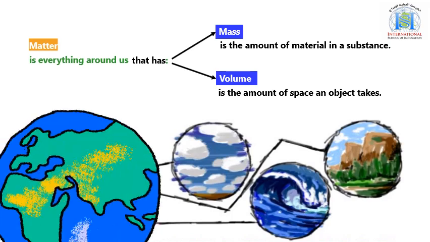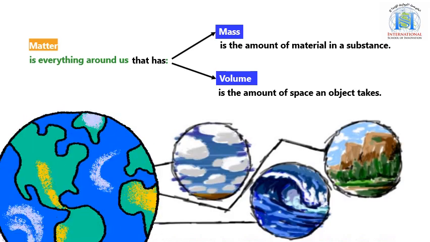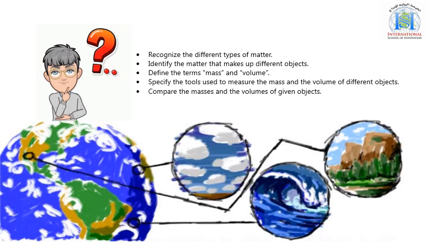Okay, so we have two ways for measuring matter. The mass and the volume. Well done, dear ones. So, can you look now around you and tell me what are different types of matter that surround you? Can you define or can you tell me what is the mass of an object or the volume of this object?